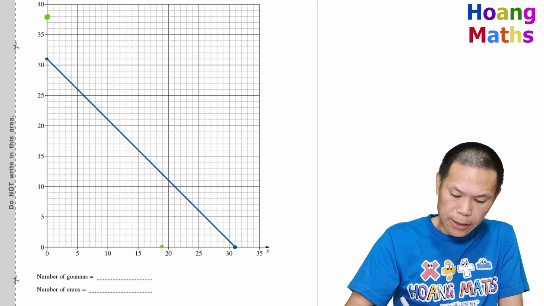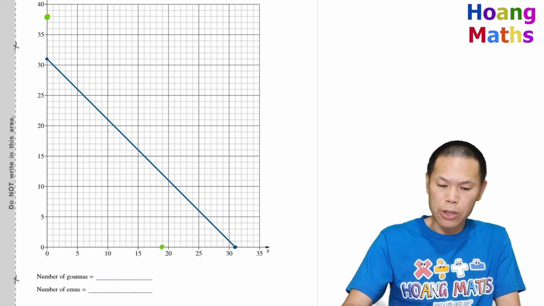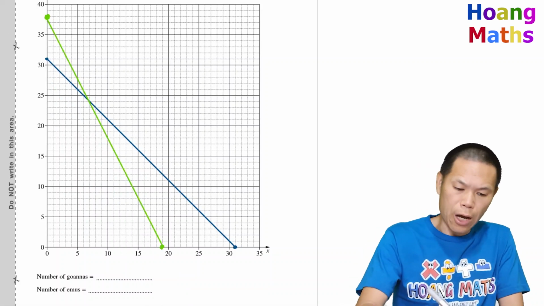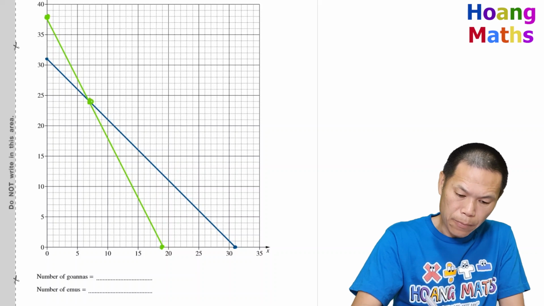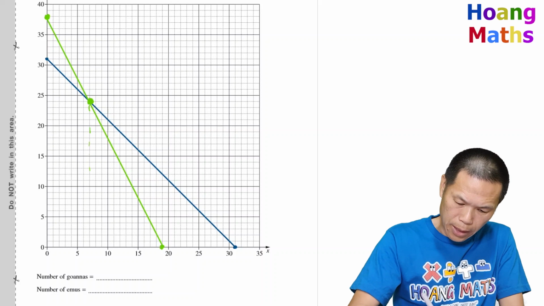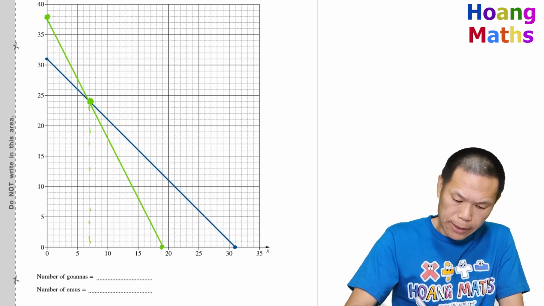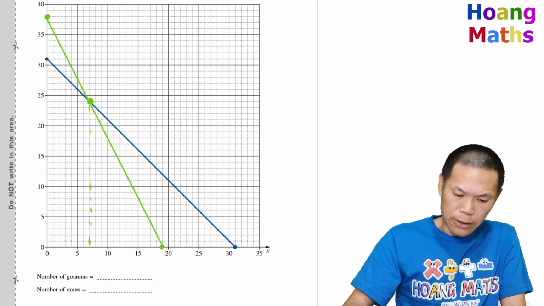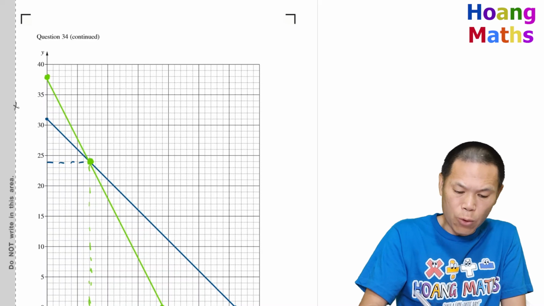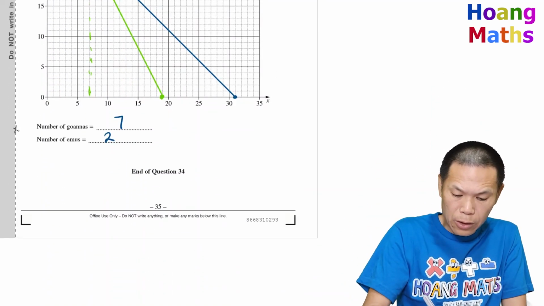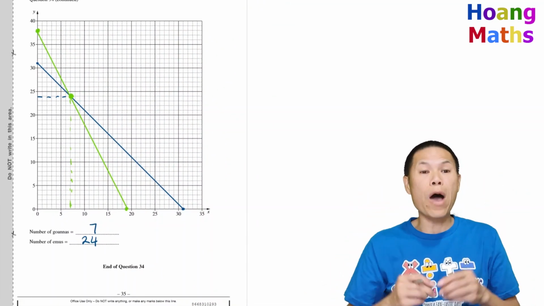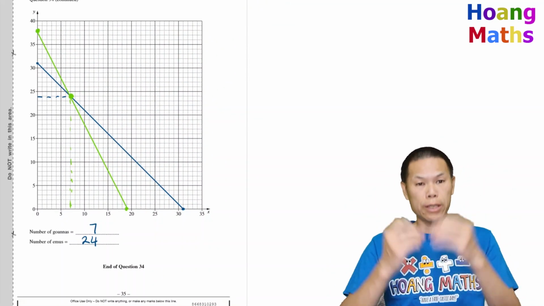So 19, 0 here. So there you go. So let me just sketch it. So there you go. So the answer is here. So that's the answer. So when x is equal to 7, x is the number of goannas. So that is 7. And y is the number of emus. So that is 24. So there you go. So 7 goannas and 24 emus.